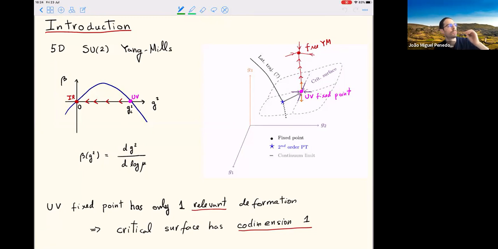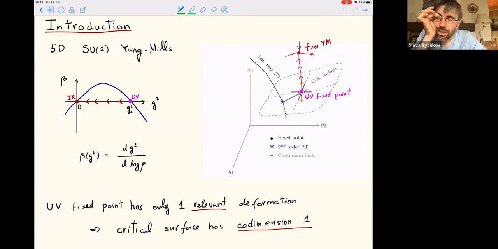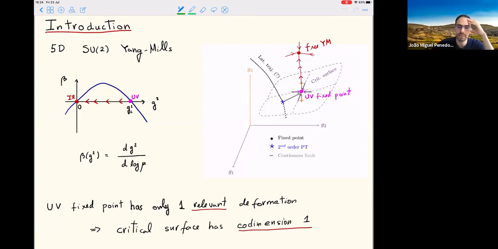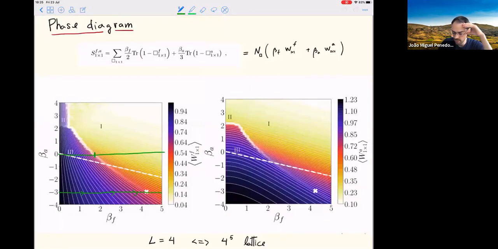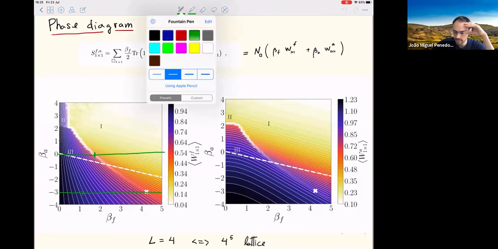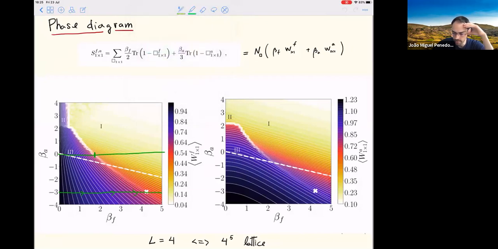But it cannot be, right? If it's codimension 1, it should not end on a point of second order phase. It should transform into a line of second order phase transitions. And this seems to be hard. Okay, model 1 seems not to happen. We followed this line, whichever color you want.